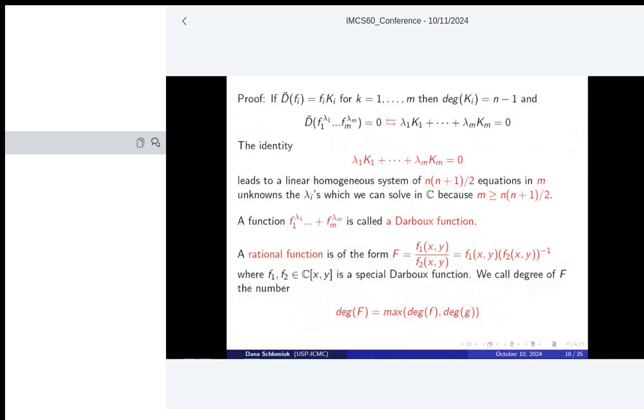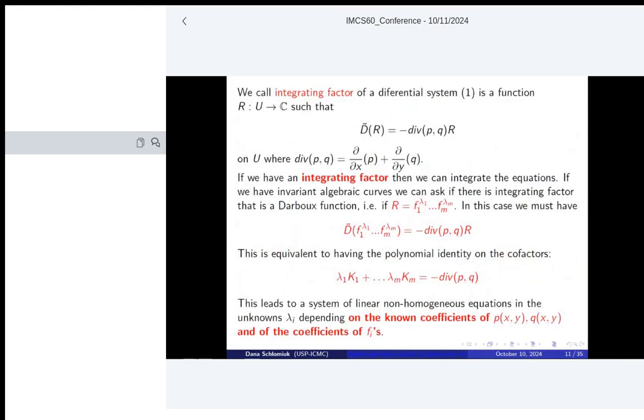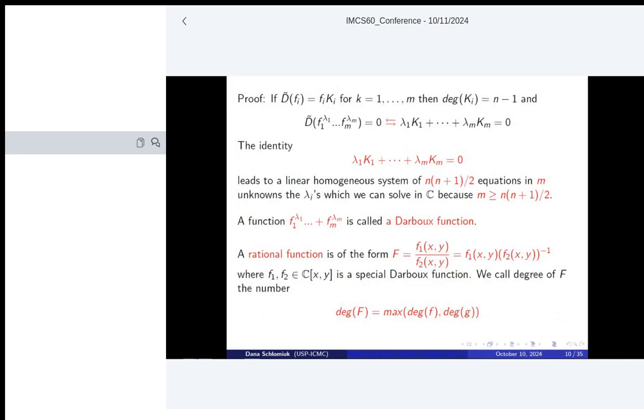Next. Next page, please. Now the proof is very simple because we can apply the vector field to fi, and this must factor through fi. So by using this polynomial identity, we transform the integrability condition into the sum of lambda i ki equal to 0. This is a polynomial identity, which leads, by identifying the coefficients of the polynomial on the left-hand side to 0, to a homogeneous linear system of equations. And because we have more variables than equations, the system is solvable. So this function is called the Darboux function.